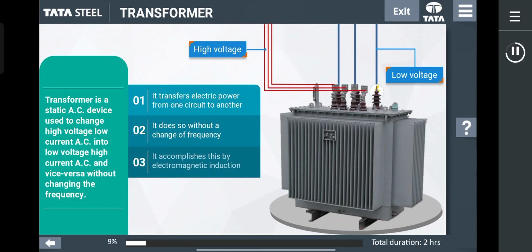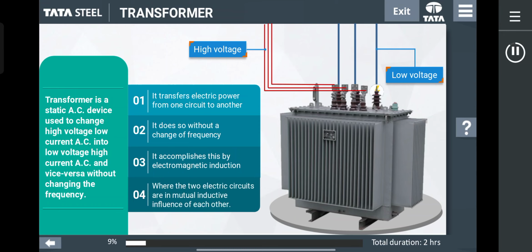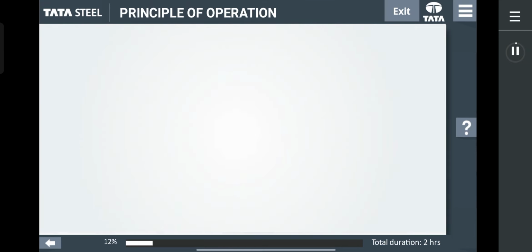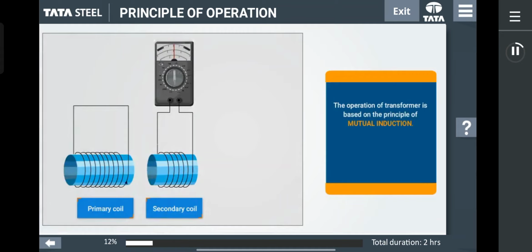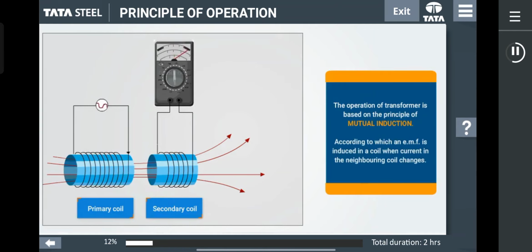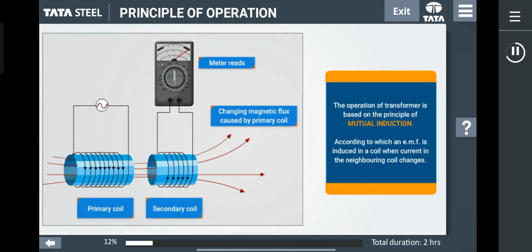It accomplishes this by electromagnetic induction, where the two electric circuits are in mutual inductive influence of each other. The operation of transformer is based on the principle of mutual induction, according to which an EMF is induced in a coil when current in the neighboring coil changes.